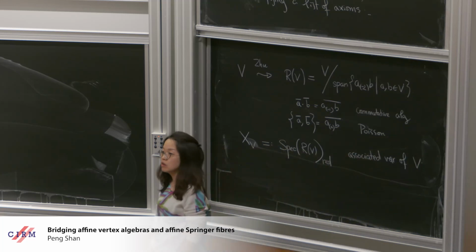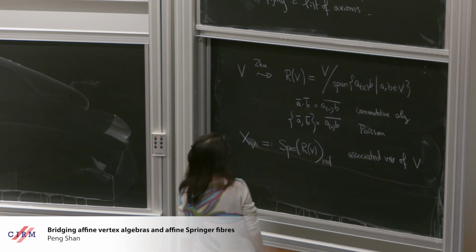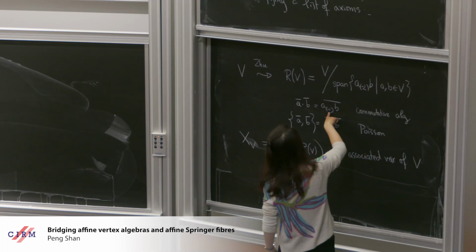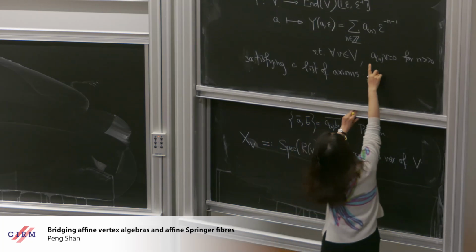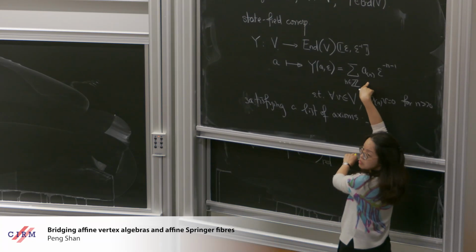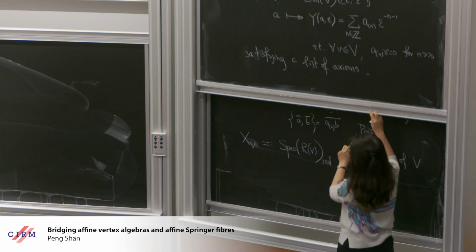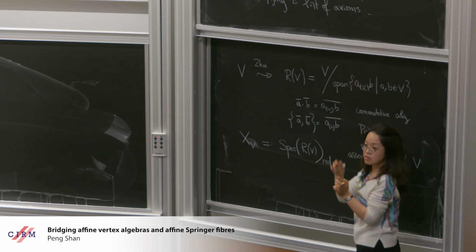Is the subscript on a? On a, this? Yeah, this is -1. This is the coefficient here when you do the state-field correspondence. Other questions?